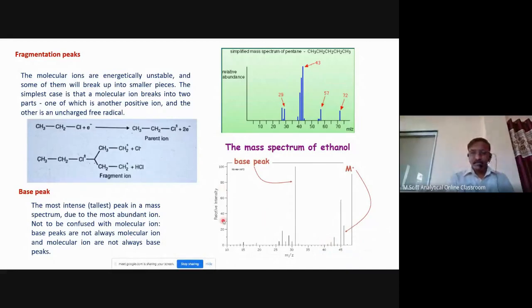If you observe m/z versus relative intensity, we can get the mass spectrum of ethanol. Here we get the molecular ion peak. It is small compared to the base peak, which has more intensity. Around 32 or 31 is the base ion peak, right? Did you understand the difference between base peak and molecular ion peak? Yes, sir.